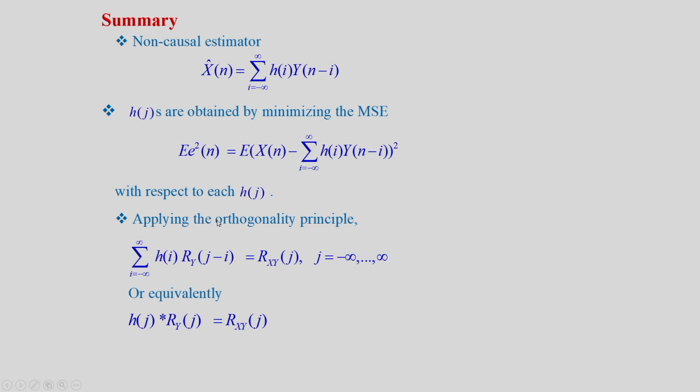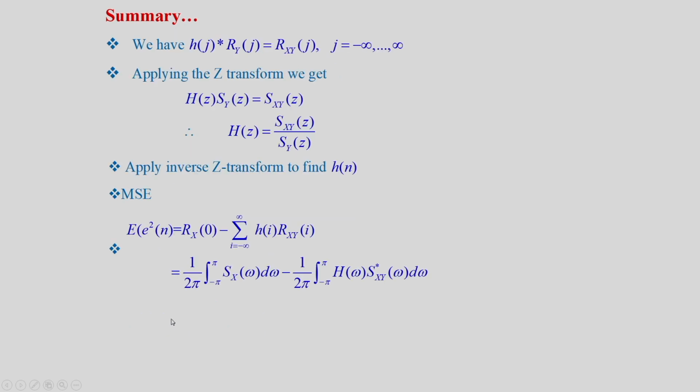Now, we applied the orthogonality condition and obtained the Wiener-Hopf equation, that is summation h i into r y j minus i, i going from minus infinity to infinity, equal to r xy of j for any integer j, or equivalently r xy j is the convolution of h j and r y j. We can apply the z transform now, H z into Sx z equal to Sxy z. Therefore, H z, the system transfer function corresponding to the IIR non-causal Wiener filter, will be given by Sxy z divided by Sy z. And we can apply the inverse z transform to find h n.